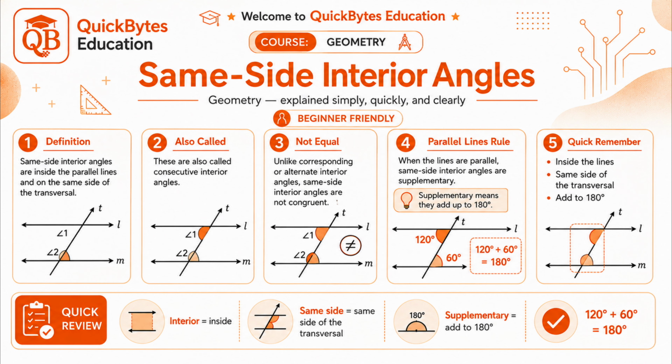Same-side interior angles are inside the parallel lines and on the same side of the transversal. These are also called consecutive interior angles. Unlike the angle pairs we just talked about, same-side interior angles are not equal. When the lines are parallel, same-side interior angles are supplementary. Supplementary means they add up to 180 degrees. So if one same-side interior angle is 120 degrees, the other one is 60 degrees, because 120 plus 60 equals 180.